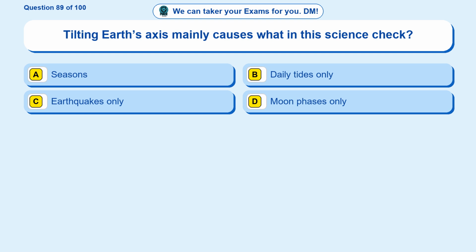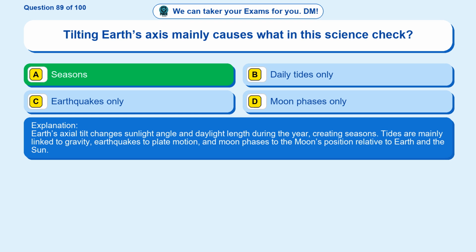Question 89. Tilting Earth's axis mainly causes what in this science check? Option A, seasons. Option B, daily tides only. Option C, earthquakes only. Option D, moon phases only. The correct answer is option A. Seasons. Earth's axial tilt changes sunlight angle and daylight length during the year, creating seasons. Tides are mainly linked to gravity, earthquakes to plate motion, and moon phases to the moon's position relative to Earth and the Sun.